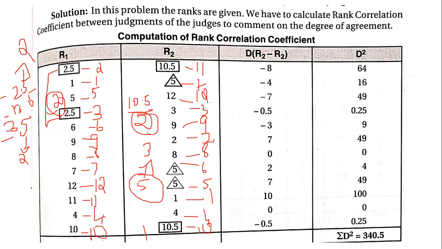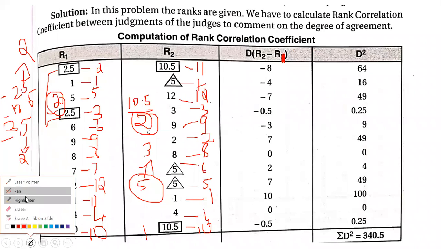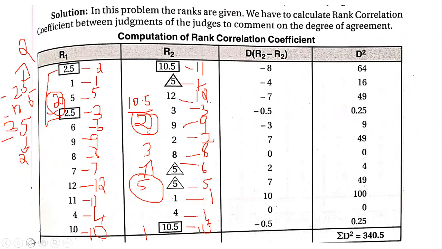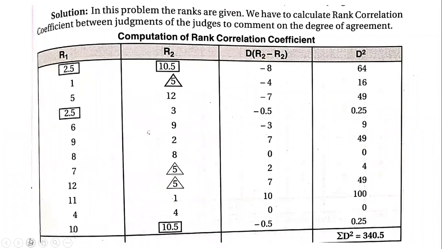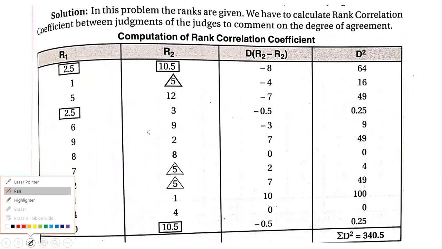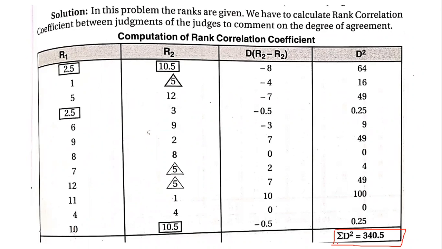find the difference in the ranks, that is D is equal to R2 minus R1. Okay, R2 minus R1, and then, sorry, it is R1 minus R2, right? It's not R2 minus R1. So it is R1 minus R2, and then find the D square. Now, once you get the value, what is the most important value in the whole of these calculations? It will be summation D square is equal to 340.5. So this is going to be the very, very important number.